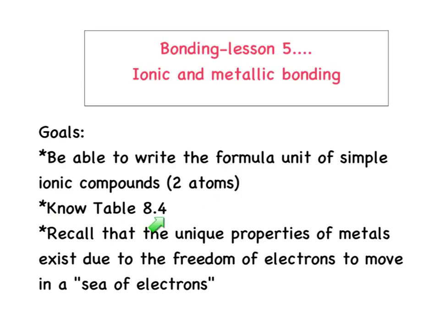Know table 8.4. These are the characteristics of ionic and covalent. That reflects back on our last couple of lessons. And then recall that the unique properties of metals exist due to this sea of electrons. Know those things and you will do well on your quiz.